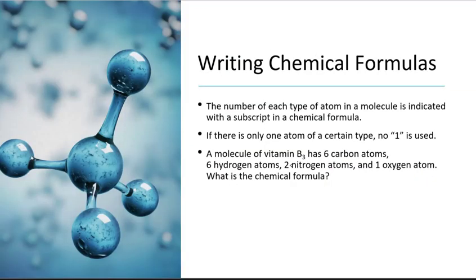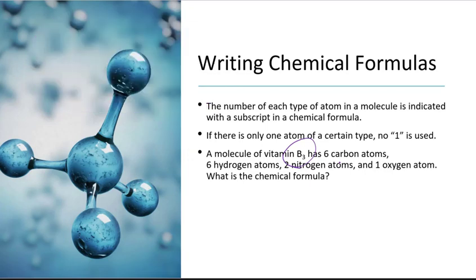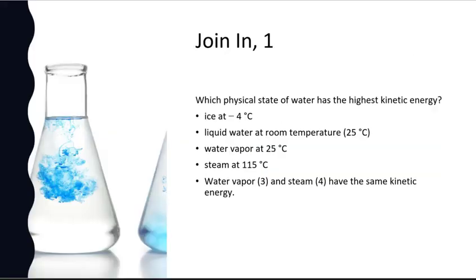Let's try writing a molecule of B3 that has 6 carbons, 6 hydrogens, 2 nitrogens, and 1 oxygen. What is that chemical formula? Did you get this? Let's do some review questions.